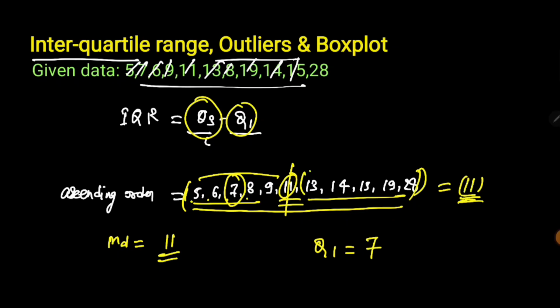Similarly, if we see this upper data part, the median of this data set will be 15, because the total number of values is 5. So the third value will be the median. So we can see that Q3 is 15.